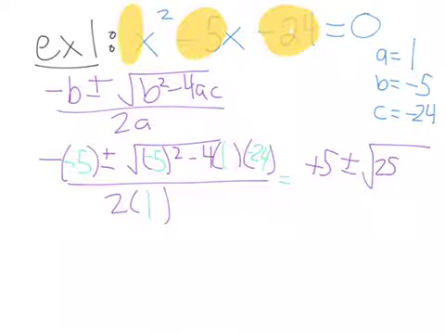Then take a peek at the last part of my equation. It is all three numbers multiplied together. So negative 4 times 1 times negative 24. So my negative times a negative is going to change into a positive. And 24 times 4 is going to be 96. All divided by 2 times 1 is 2.